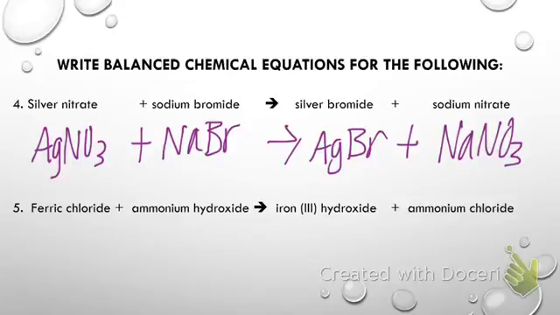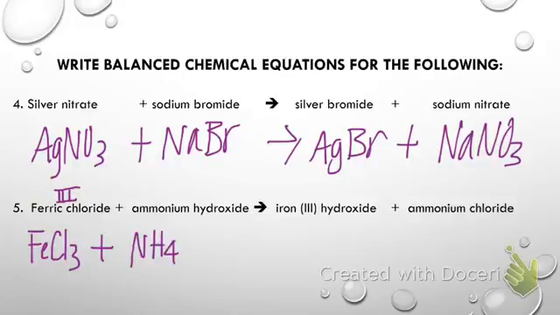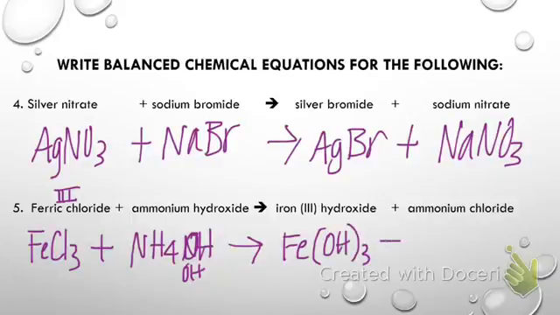And then let's do this last one, and then we are done. Ferric, y'all don't know what that means. I'm going to tell you it means the iron 3. So I have FeCl3, because iron's a +3, chlorine's a -1, plus ammonium hydroxide, which is NH4OH. And that's going to make iron 3 hydroxide. Hydroxide's a -1, so we would have Fe(OH)3 plus ammonium chloride.